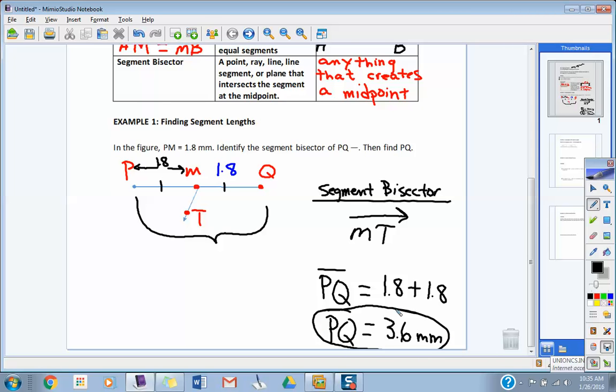I agree. So quickly, guys, if I say identify the segment bisector, can you identify the ray off this? Okay, and then if I ask you to find some unknown segment lengths, couldn't you do that?